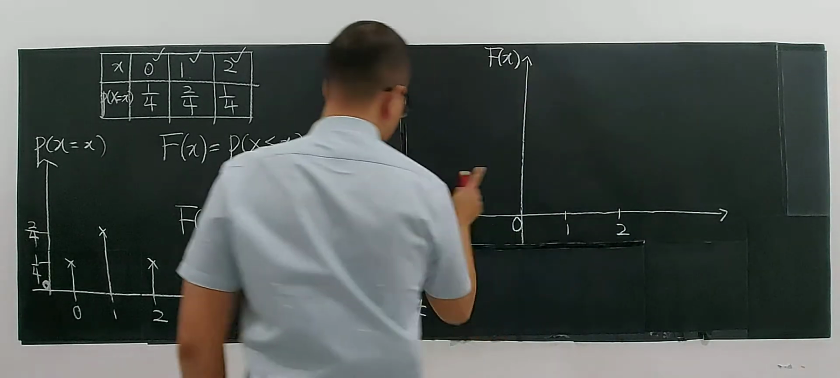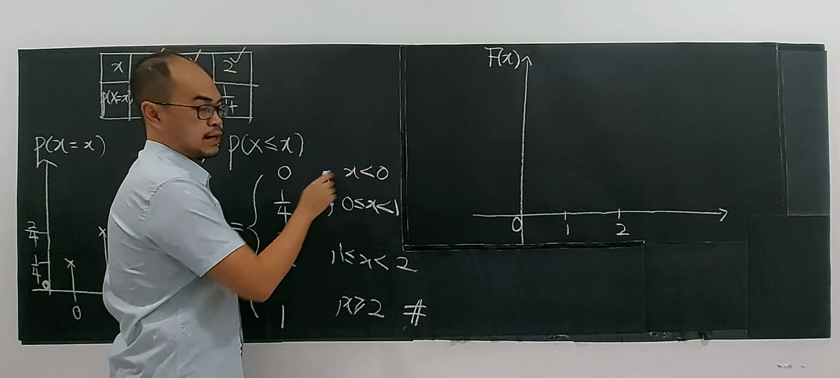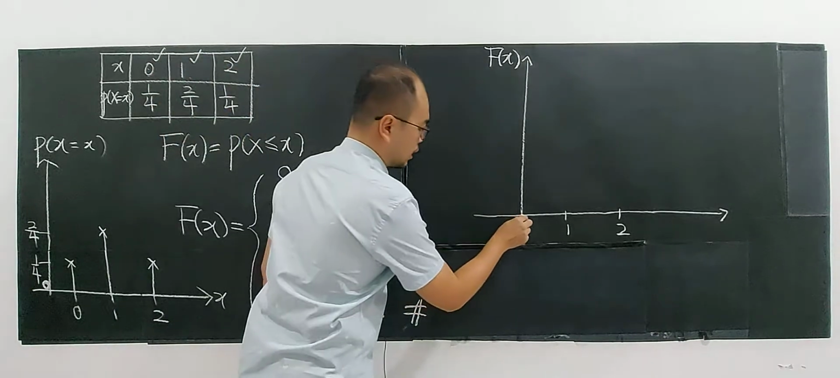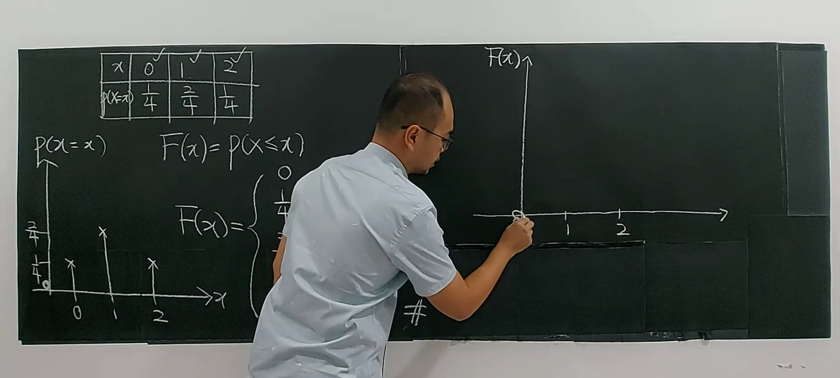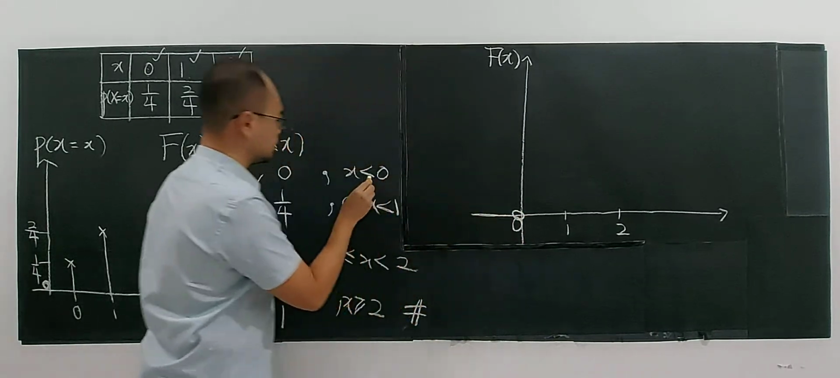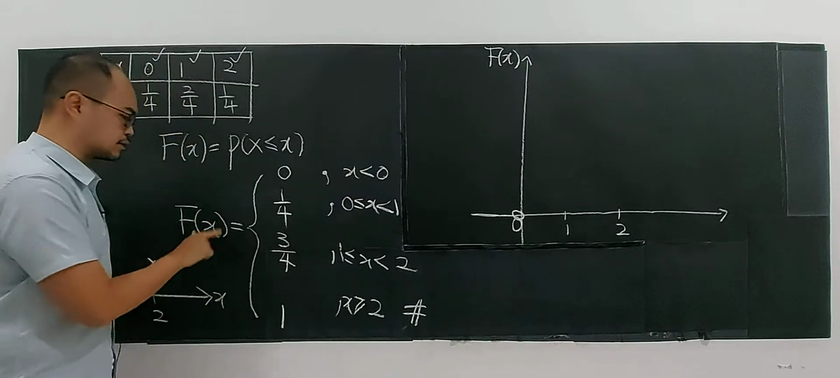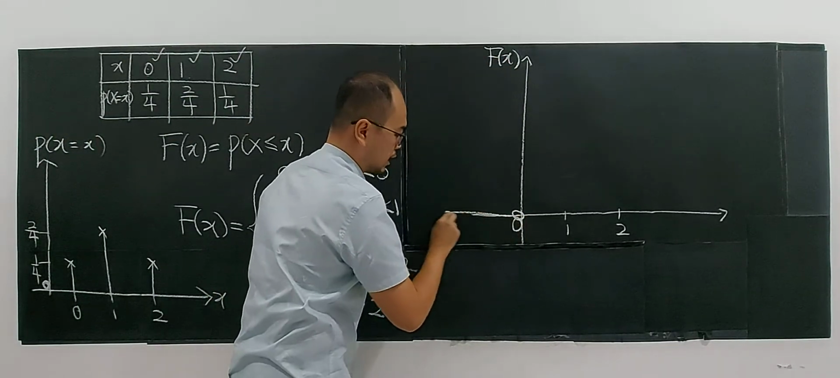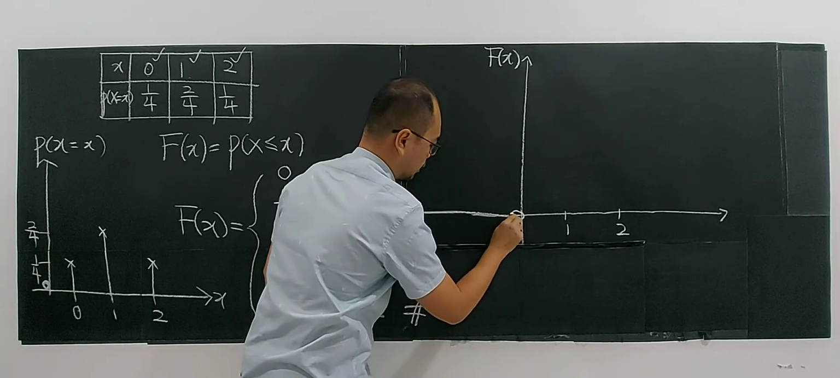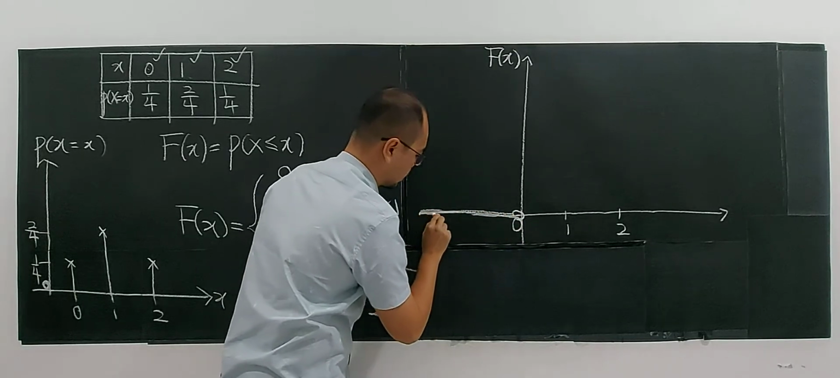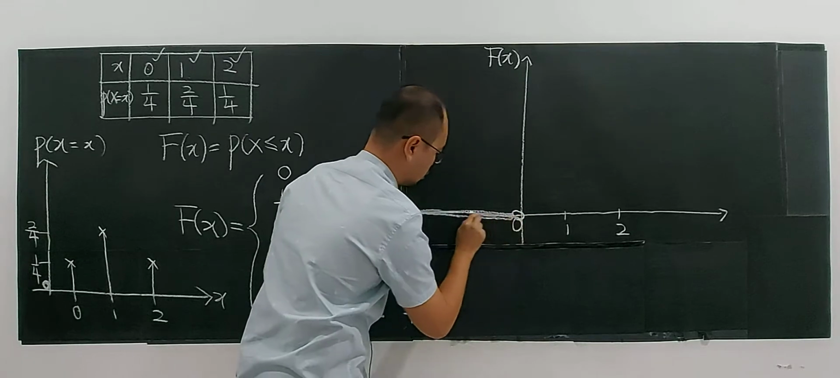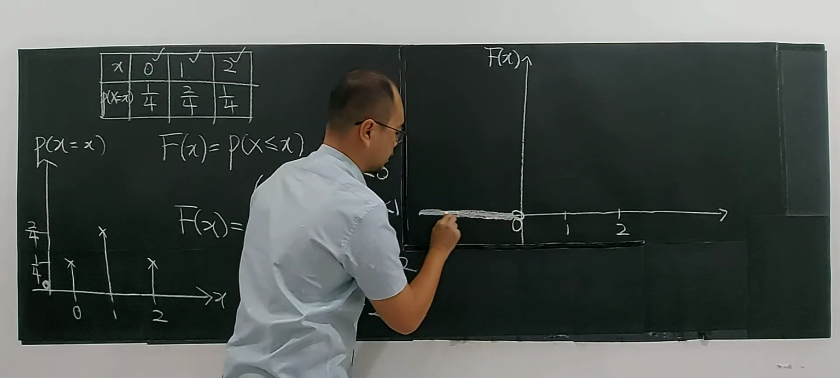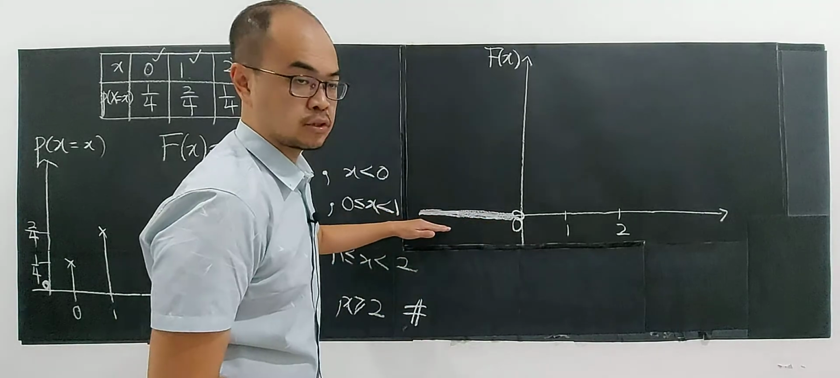Follow the graph here. For x less than 0, there is an empty circle here. During less than 0, F(x) is 0, which means the y is 0. So this is the line here. I just thicken the line to let you understand that there is a line here where F(x) equals 0.